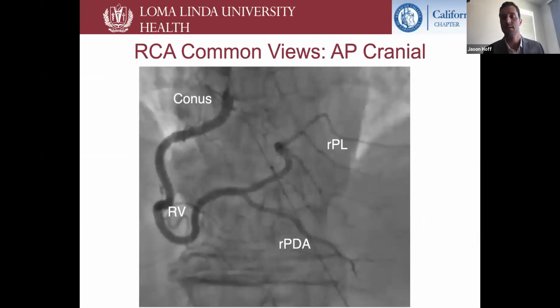This is the AP cranial view, but it also looks similar to if you do a left anterior oblique cranial view. The cranial views in general are good for laying out the distal circulation, including the distal RCA and the right posterior descending arteries, as well as the right posterior lateral. So if interventions are looking in those lesion areas, you might have to go to a cranial view like this.